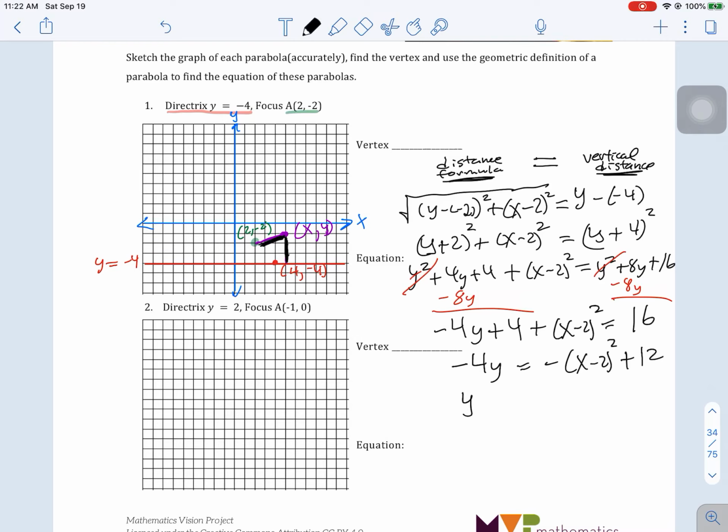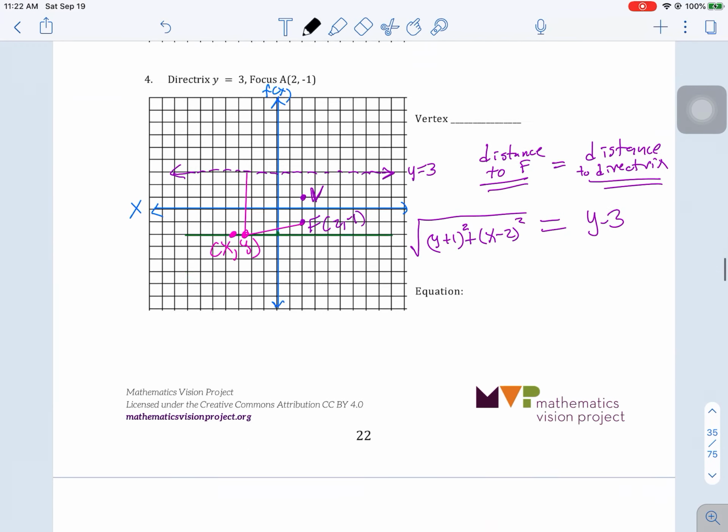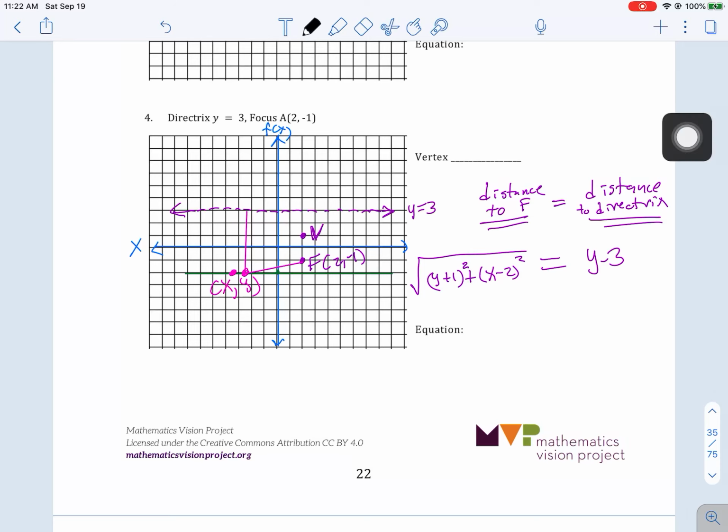So ultimately, we can write an equation of y equals, if we divide by -4, y equals x minus 2 squared over 4 minus 3. And that is our quadratic equation. I'll do one more. Here's one where the directrix is y equals 3. The focus point is right here at 2, -1. The question is, how do you find the vertex?